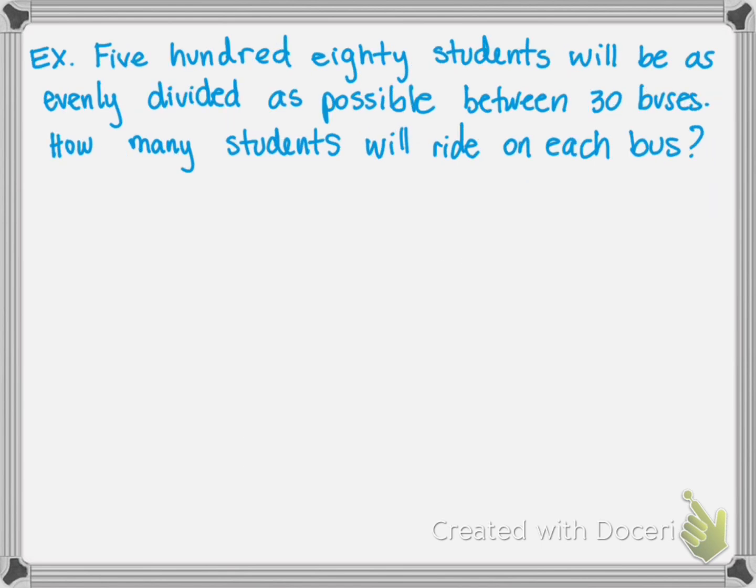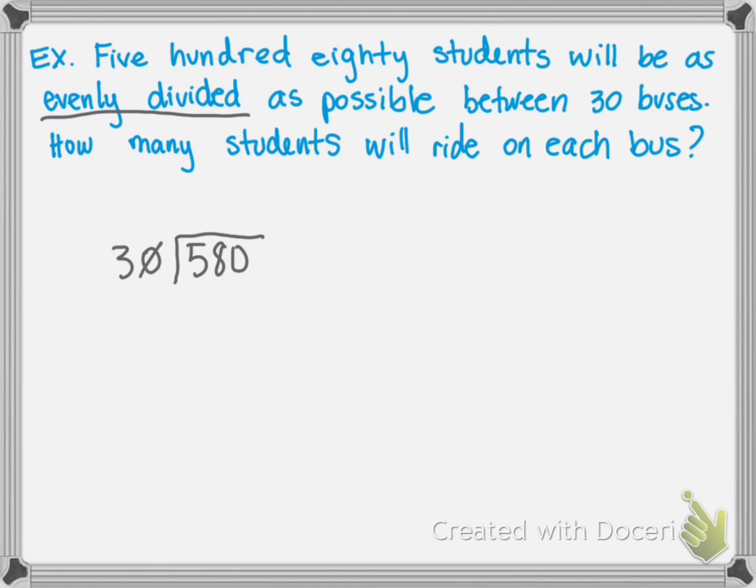The next example says 580 students will be as evenly divided as possible. That's very important. Between 30 buses, how many students will ride on each bus? So we have 580 students that are going, and we need to divide them evenly, but between 30 buses. So we're going to divide these.